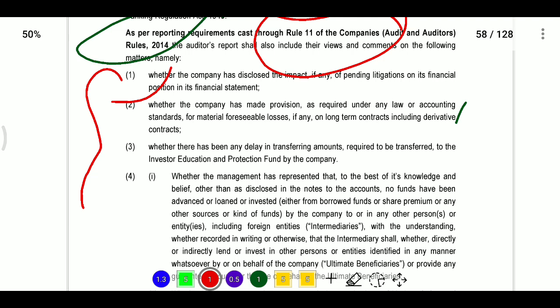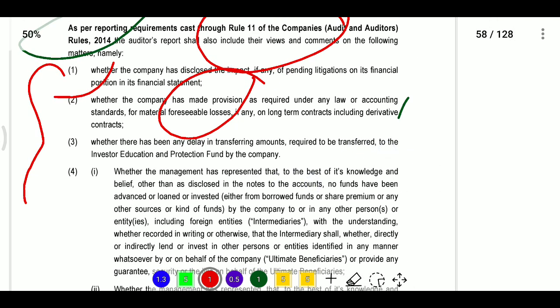Next, whether the company has made provision for material foreseeable losses on contracts. So they have some long-term contracts. The contracts may give foreseeable losses. For these types of losses, the company is required to maintain some provision. Whether the company is maintaining the provision or not, the auditor will check.